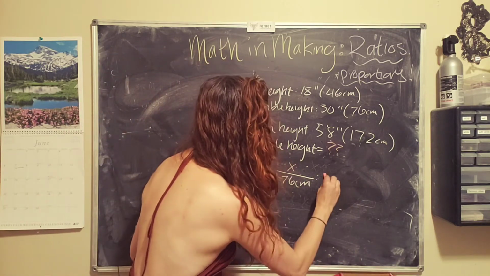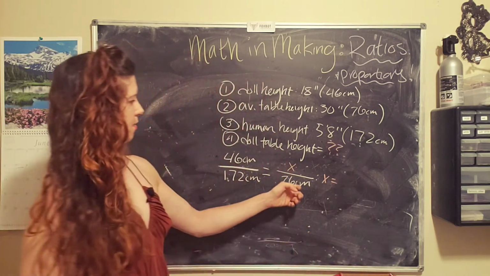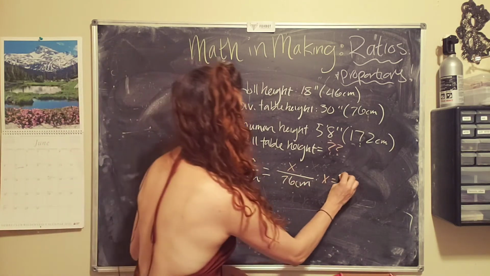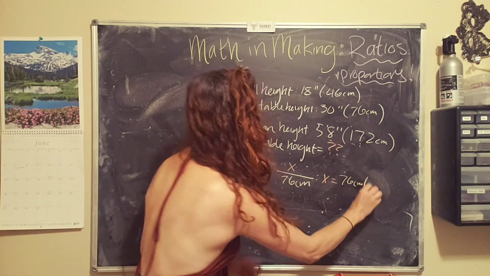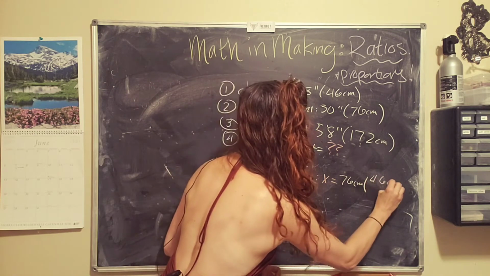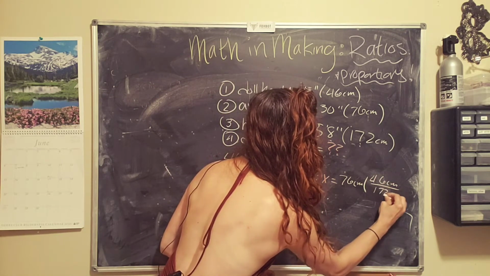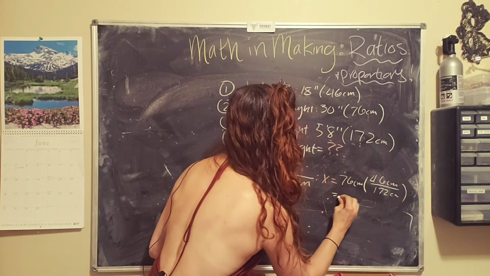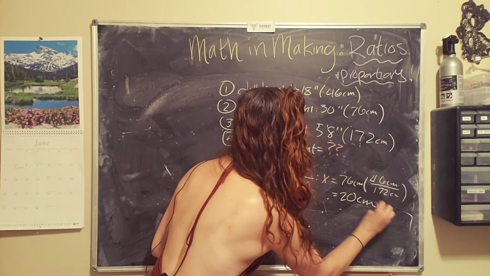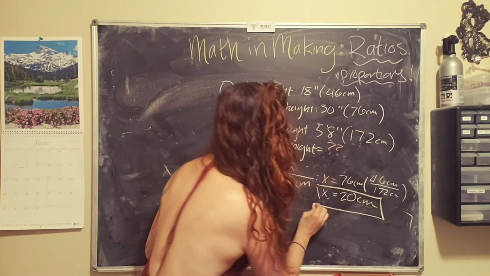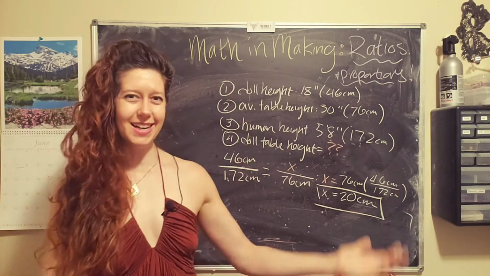Yay! So to solve for x, we just multiply by 76 on both sides. So 76 centimeters times 46 centimeters divided by 172 centimeters equals 20 centimeters. Yay! We're done!